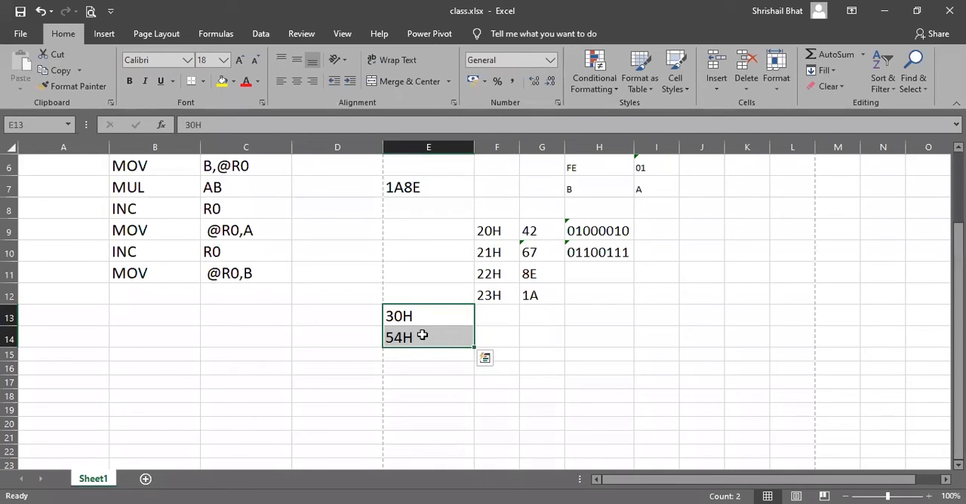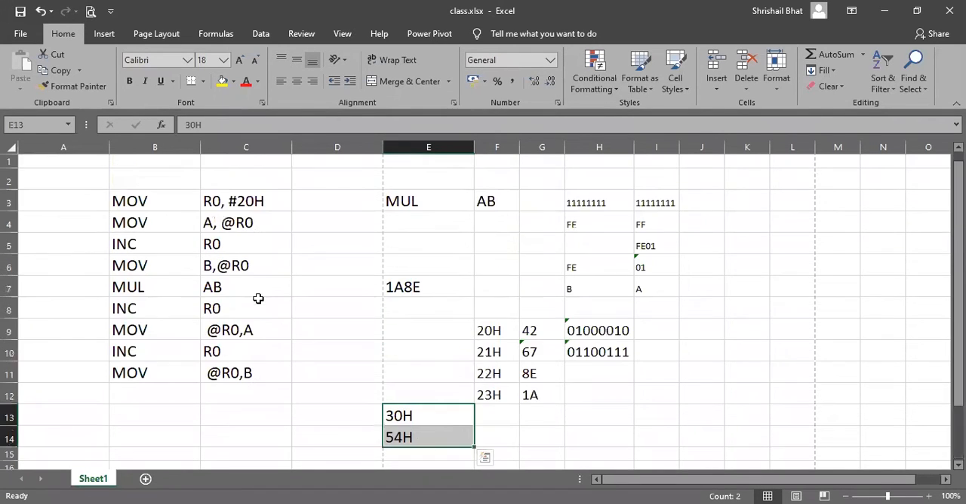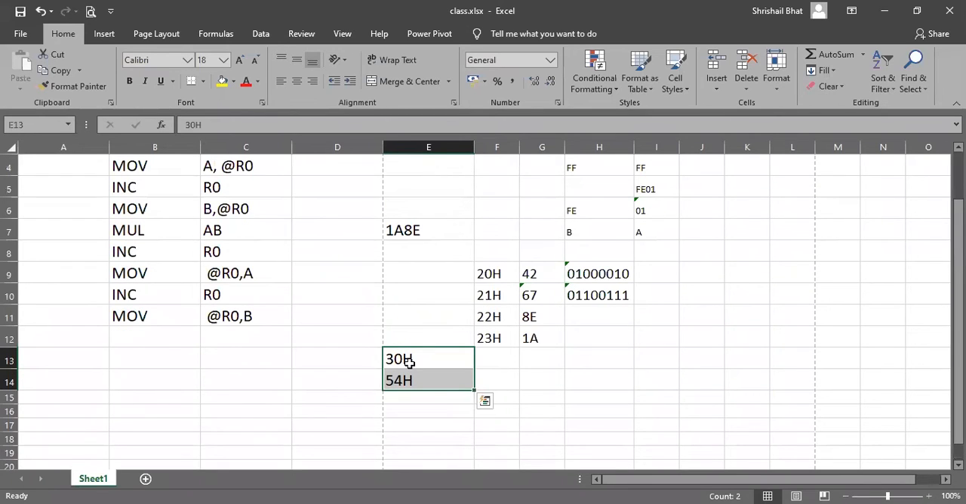If you are asked to multiply, directly you can write MOV A, 30H. It will copy the contents of 30H into A. MOV B, 54H will copy the contents of 54H into B. Without the hash, it will be direct addressing. Then do MUL AB. The product will be found and stored in A and B. Then you can store it in whichever locations you want. Based on the problem statement or the question, you need to write the programs.